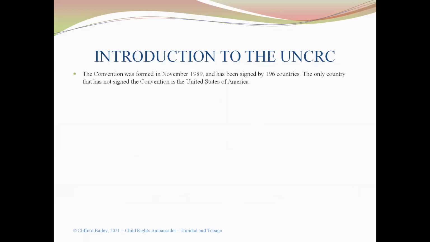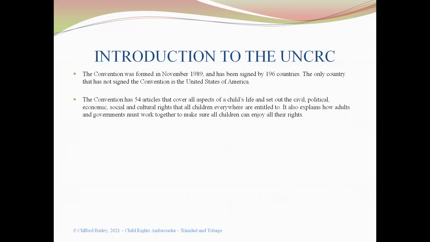The convention was formed in November 1989 and has been signed by 196 countries. The only country that has not signed the convention is the United States of America. The convention has 54 articles that cover all aspects of a child's life and set out the civil, political, economic, social, and cultural rights that all children everywhere are entitled to. It also explains how adults and governments must work together to make sure that all children can enjoy all their rights.